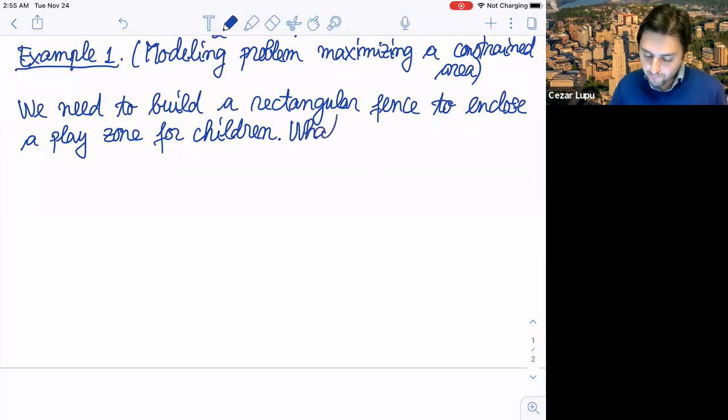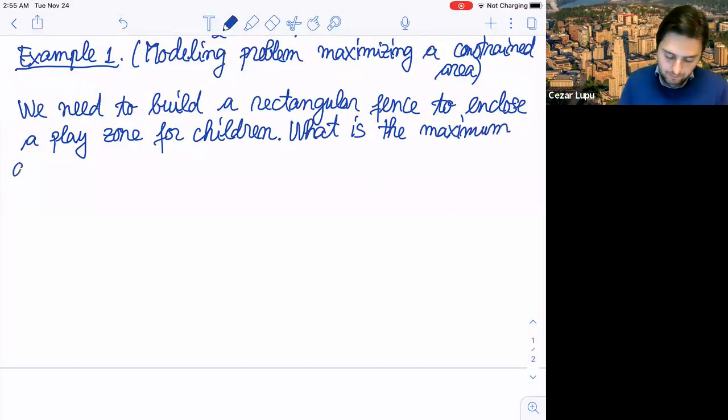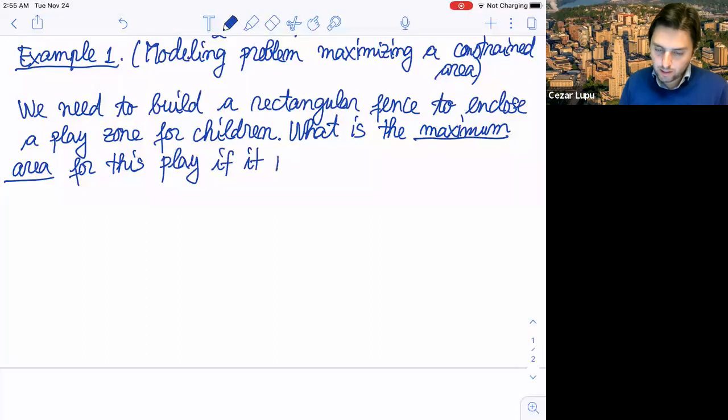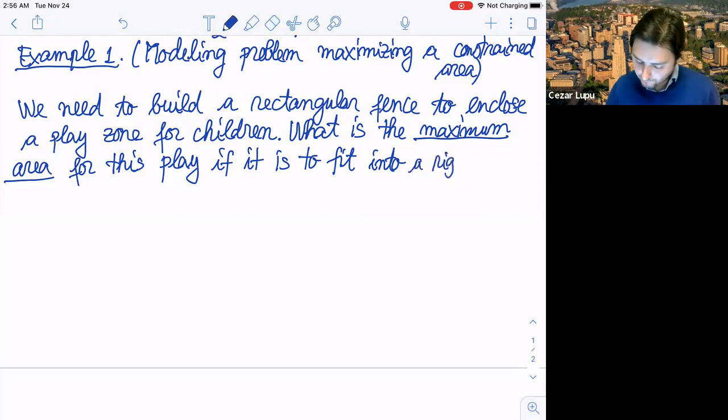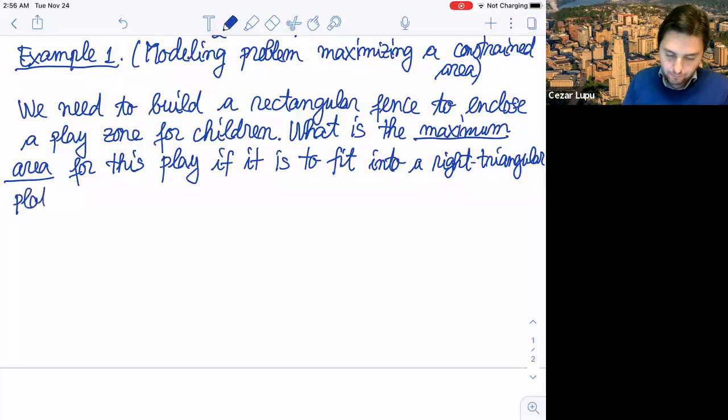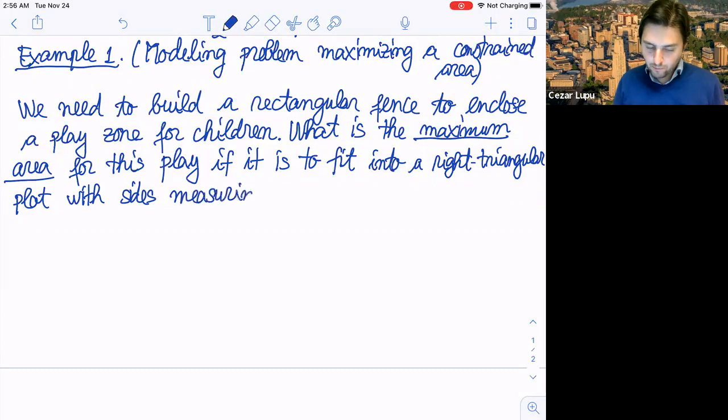Now we're asked, what is the maximum area for this play zone, if it is to fit into a right triangular plot with sides measuring 4 meters and 12 meters?